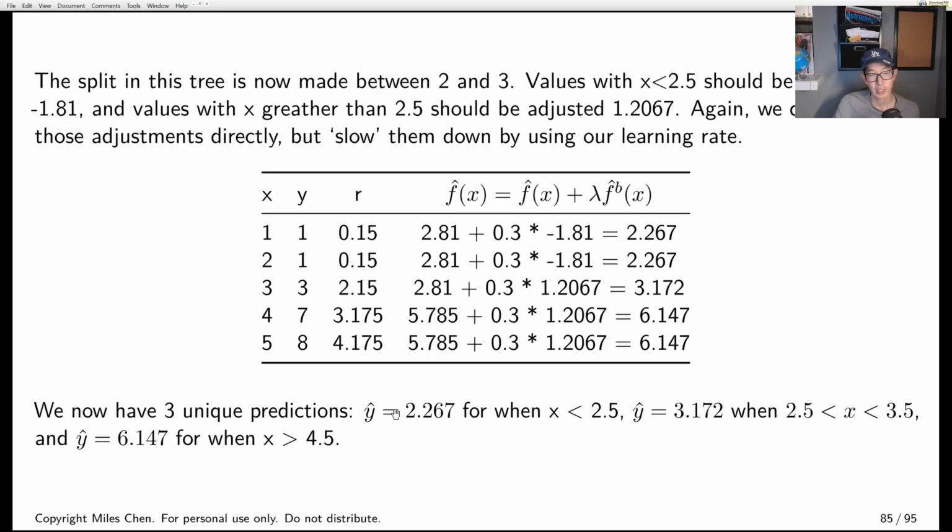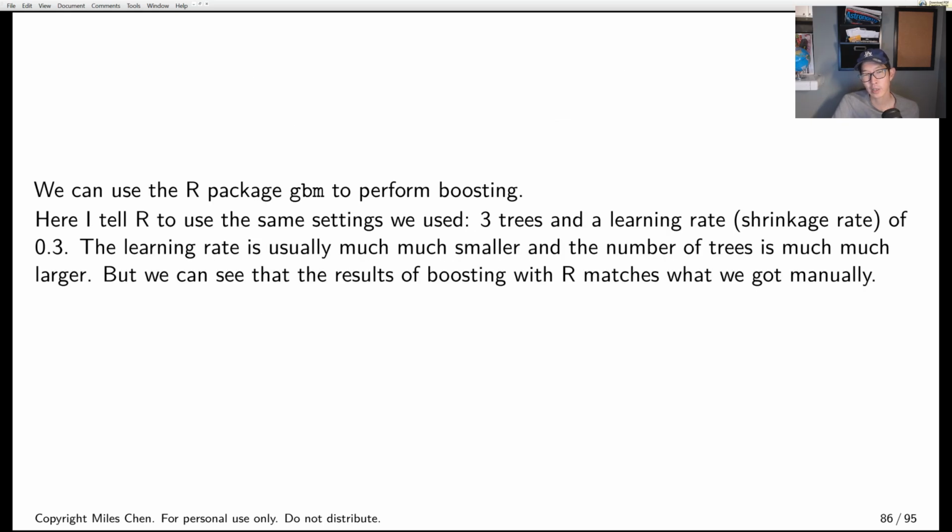Again, we apply our learning rate of 30%. And so now our predictions are 2.267, 3.172, 6.147. Still terrible, but here I've only done 3 trees. In a real boosted scenario, you'd probably do thousands of trees, and if you do thousands of trees, eventually you'll get good predictions. But this is kind of how boosting works.